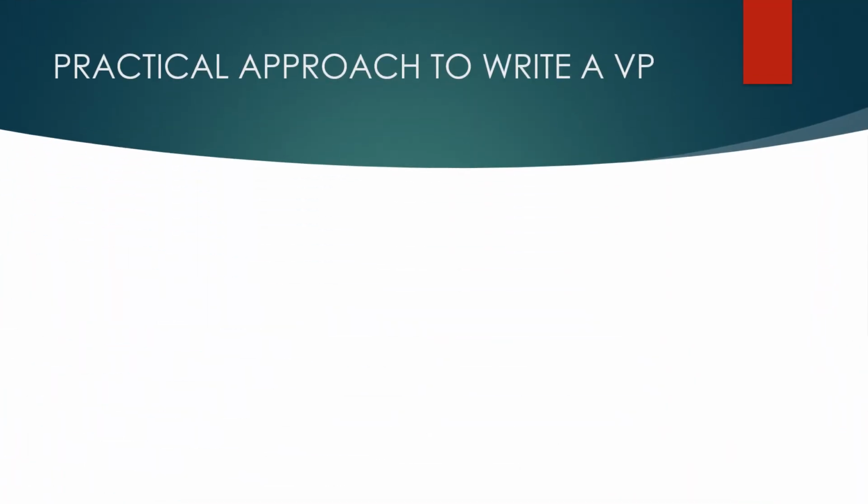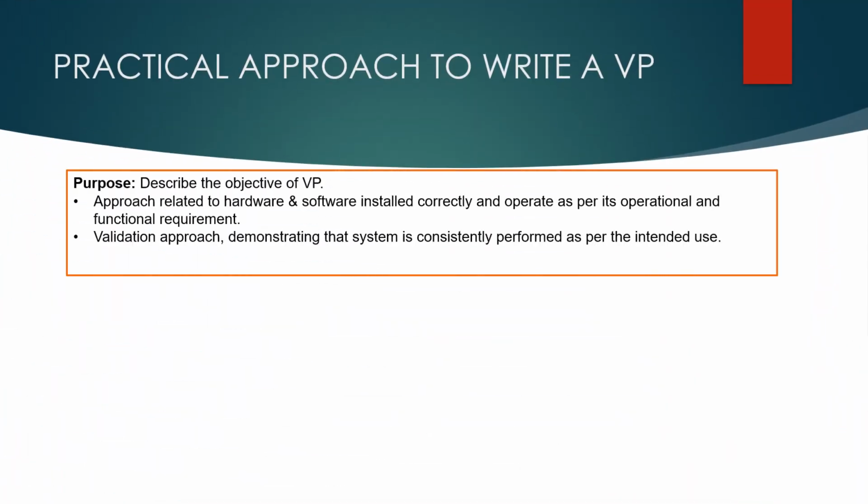Now we'll discuss the practical approach to write a validation protocol. So the first section is purpose. Here we need to describe the objective of the validation protocol, such as the approach related to hardware and software being installed correctly and operating as per its operational and functional requirements, which are mentioned in the user requirement specifications. Next is the validation approach, demonstrating that the system consistently performs as per the intended use.